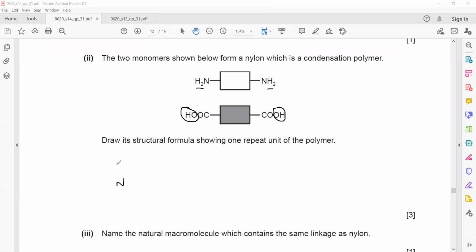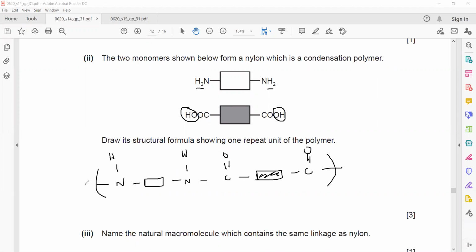For the amine, we remove H from one side, then this box. And for the carboxylic acid, we remove OH, so C double bonded with O is left. This shaded part, and then C double bonded with O. That is one repeat unit. If two repeat units, I will draw the same structure by repetition.